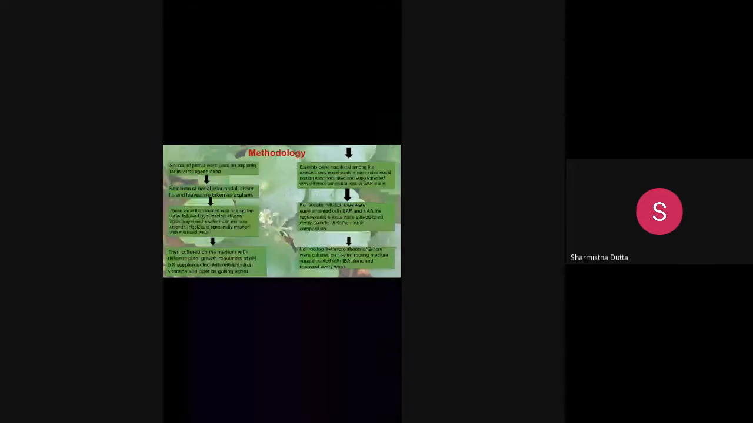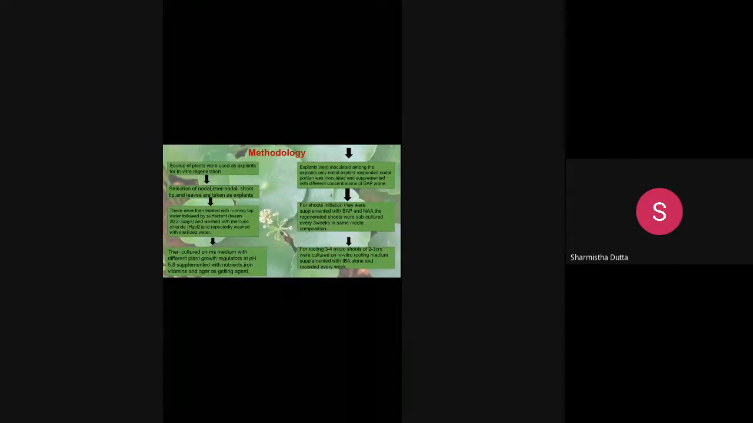The explants were inoculated. Among the explants, only the nodal explant had responded, and the nodal portion was inoculated and supplemented with different concentrations of BAP. For shoot initiation, they were supplemented with BAP and NAA, and the regenerated shoots were subcultured every 3 weeks in the same media composition.